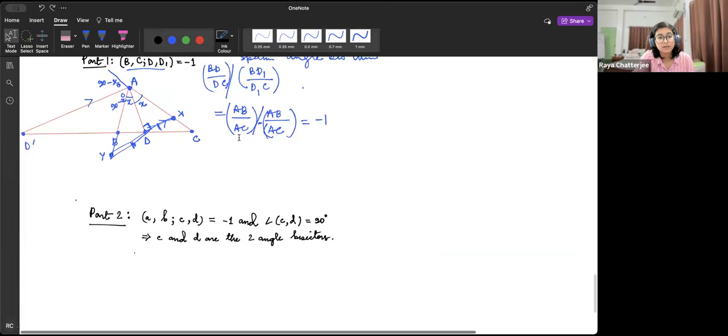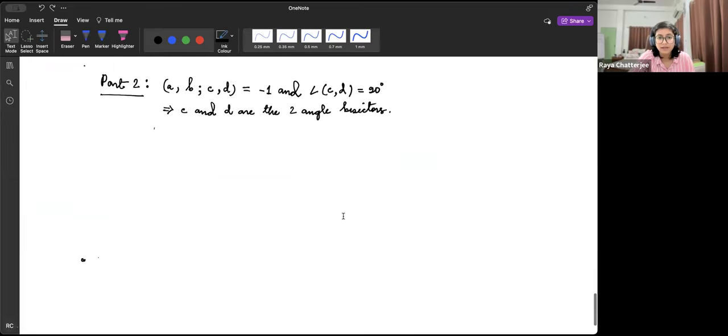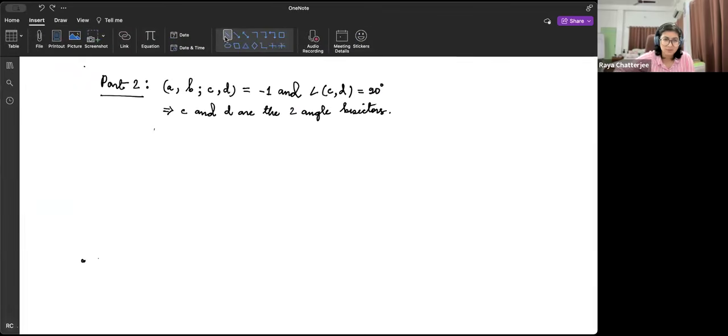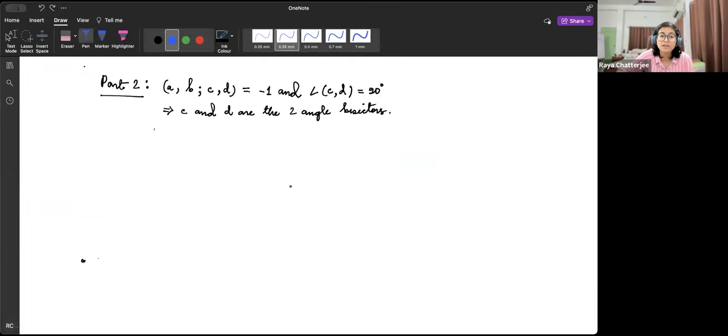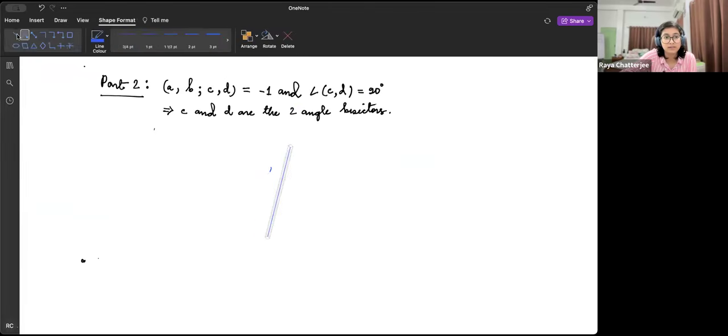So this was part one of the configuration, and part two is a bit different and sometimes even more useful than part one, because part one hardly ever comes up. Okay, this is hard to draw actually. I'll just draw a triangle real quick.